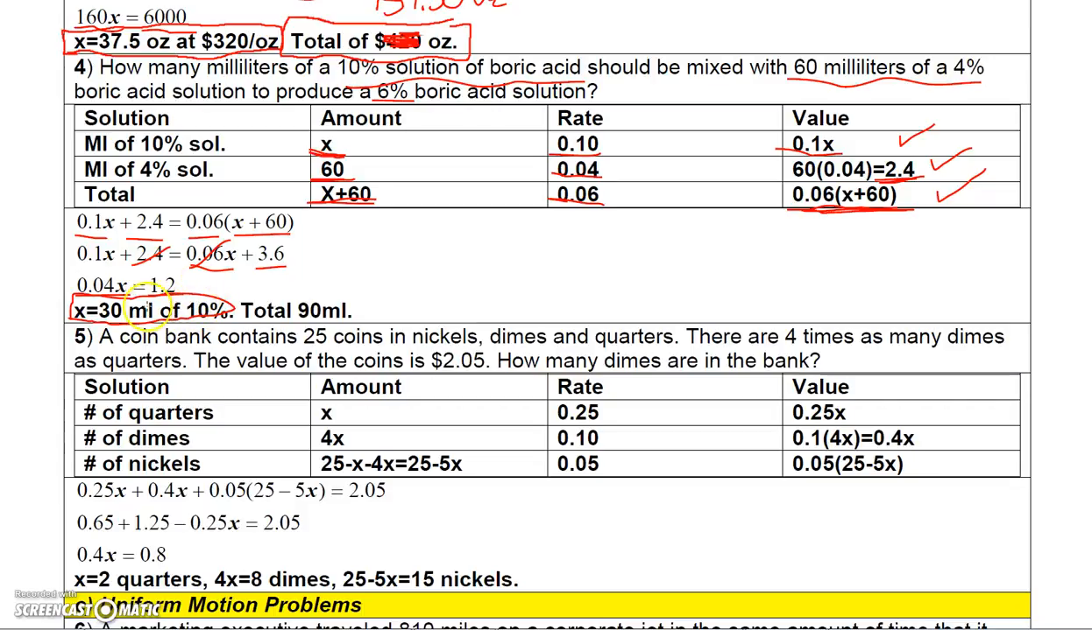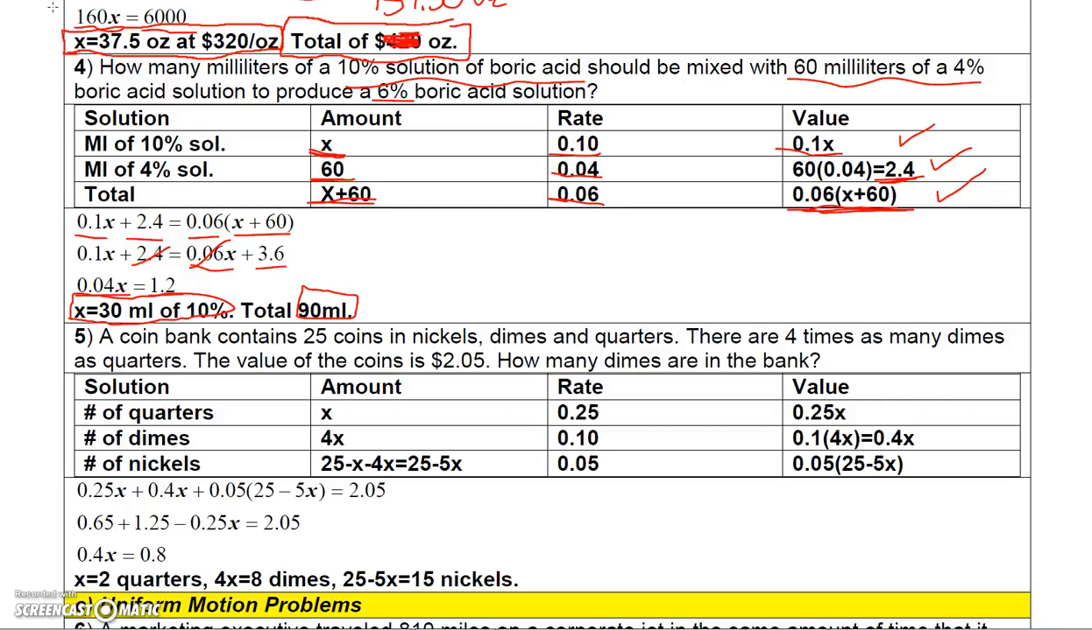And what's interesting is you can actually figure this out. If you take 10% of 30, you get 3 units of acid. We know this was 2.4 units of acid, so that's 3 plus 2.4 is 5.4 units of acid. Well, what's interesting is in the total, you've got a 6% solution, so guess what? 6% of 90 is also 5.4 units of acid. So the numbers do work out.